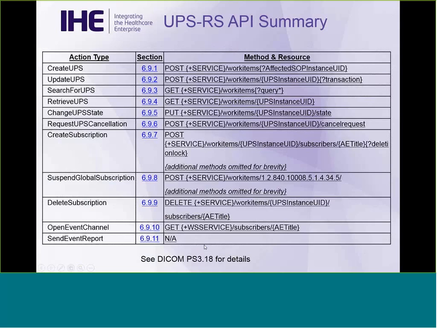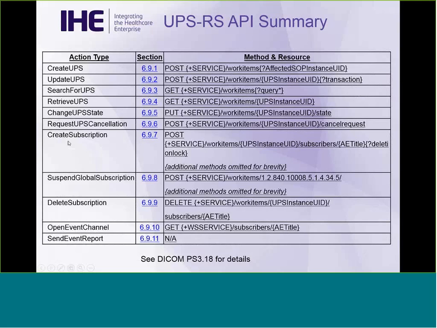So I won't go through the nitty-gritties, but this is essentially most of the description of a UPS-RS API. So you can see the different types of interactions you can do. You can create, update, search, retrieve, change the state, request cancellation. And most of these are simple puts, posts, and gets. You're talking to a particular service. The resources are work items, and they have a corresponding UID for them. And some of the resources have to do with dealing with state and the various attributes.